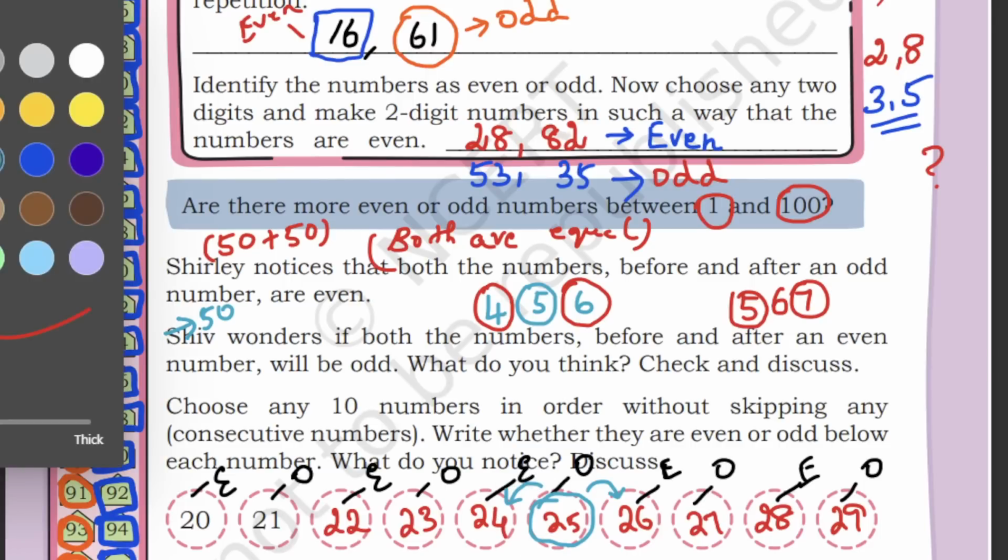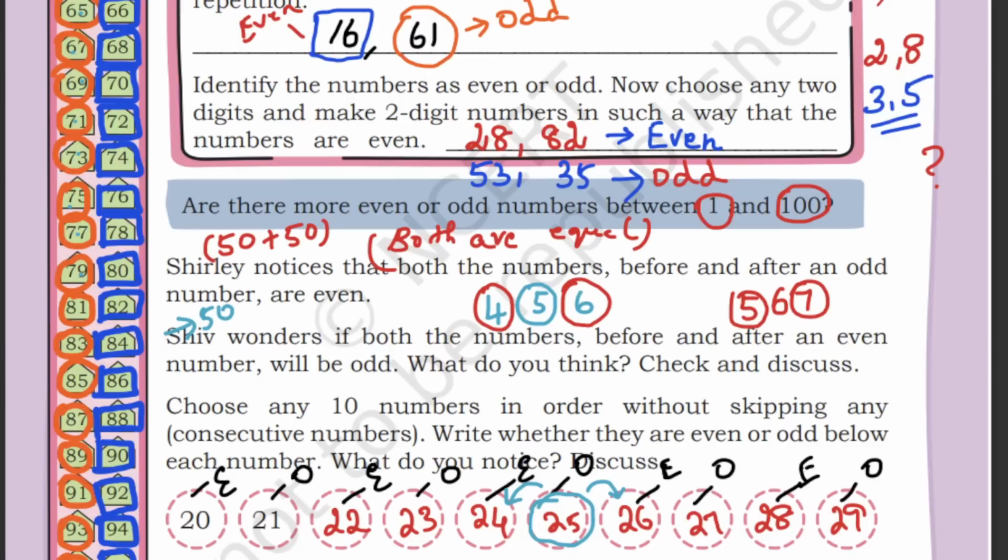And when you take an even number, I'm doing it in green color. So 28 is an even number. The number before is 27, which is an odd number, and the number after is 29, which is also an odd number. So there is a pattern. Whenever we have an odd number in the middle, the number before and the number after will be even numbers. Okay, so this is a pattern.